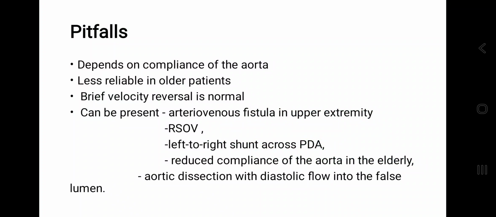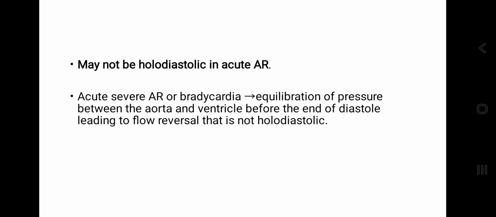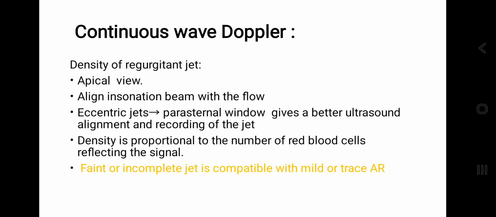Then pitfalls: depends on the compliance of the aorta, less reliable in older patients. Brief velocity reversal is normal, can be present in AV fistula, arteriovenous fistula in upper extremity, rupture of sinus of Valsalva, left to right shunt across the PDA, reduced compliance of the aorta in the elderly, aortic dissection with the diastolic flow into the false lumen. May not be holodiastolic in acute severe AR or bradycardia. Equilibration of the pressure between the aorta and ventricle before the end of the diastole, leading to flow reversal that is not holodiastolic.